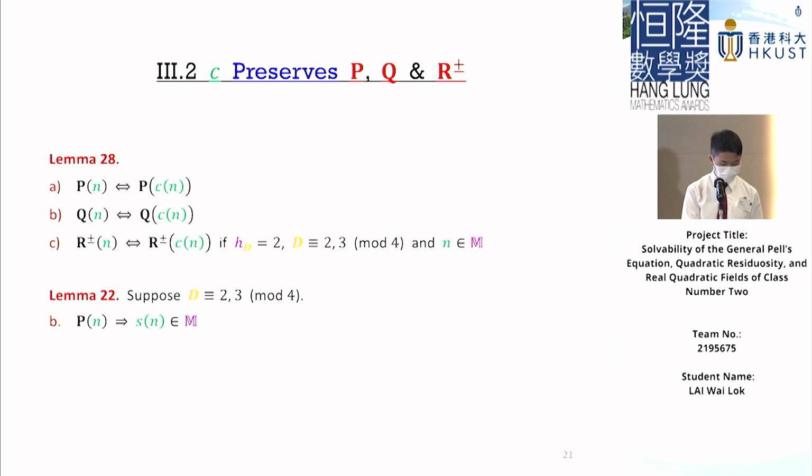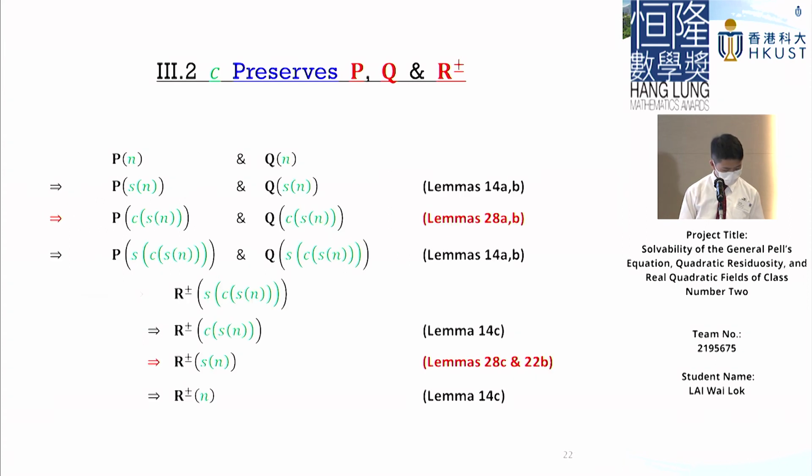Therefore, we proved the property that C preserves P, Q, and R plus or minus in lemma 28, as shown here. In order to apply lemma 28c, which requires n in M, I also proved this crucial relation among P, S, and M in lemma 22. Bridging the gap are the aforementioned weaker versions; they provide these 2 steps, remaining only the largest gap of P and Q implies R plus or minus to overcome.